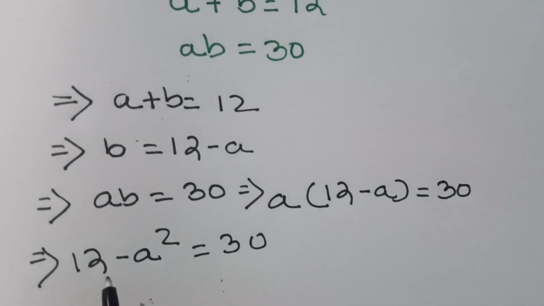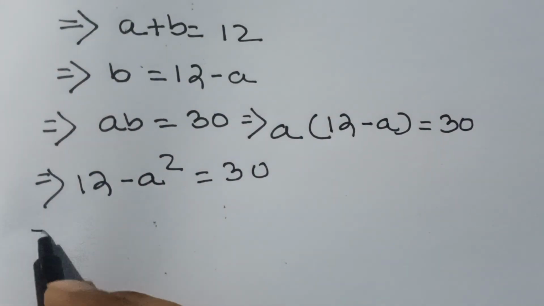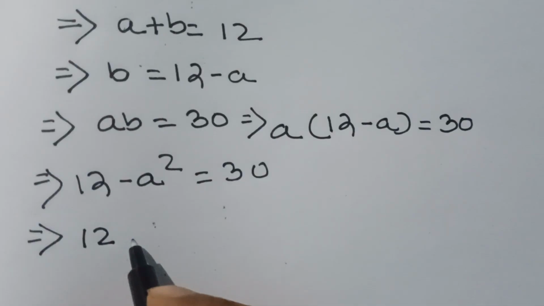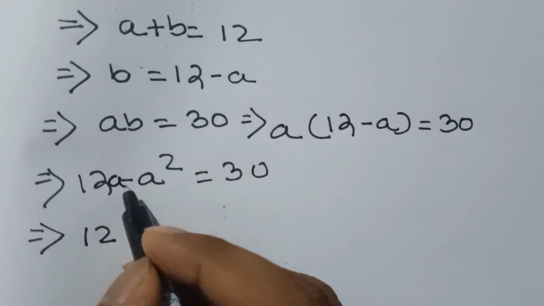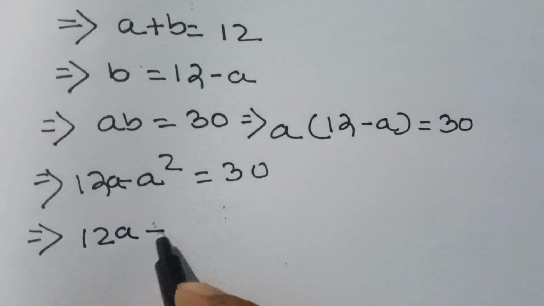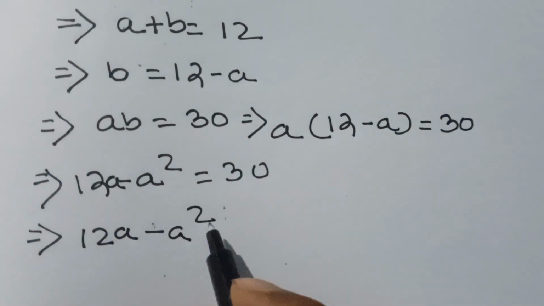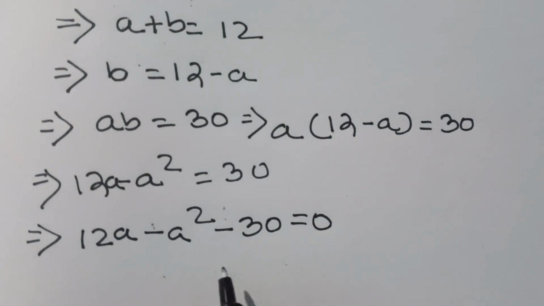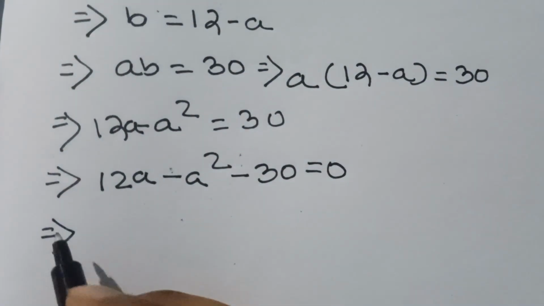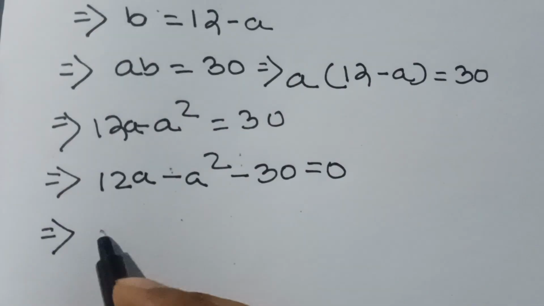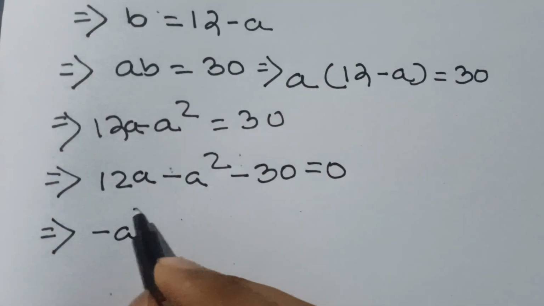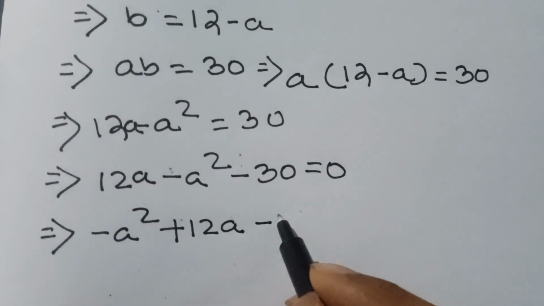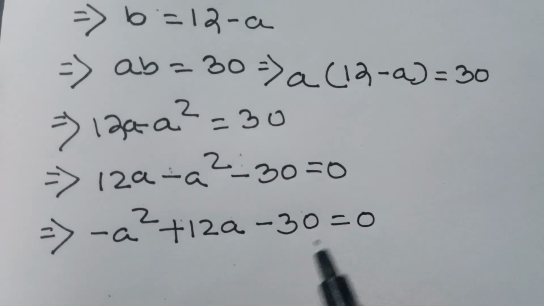Now we'll move everything to one side. This will be 12a minus a square, and this 30 will come to this side, so minus 30 is equal to 0. Now we'll rearrange all the terms, so that will be negative a square plus 12a minus 30 is equal to 0.